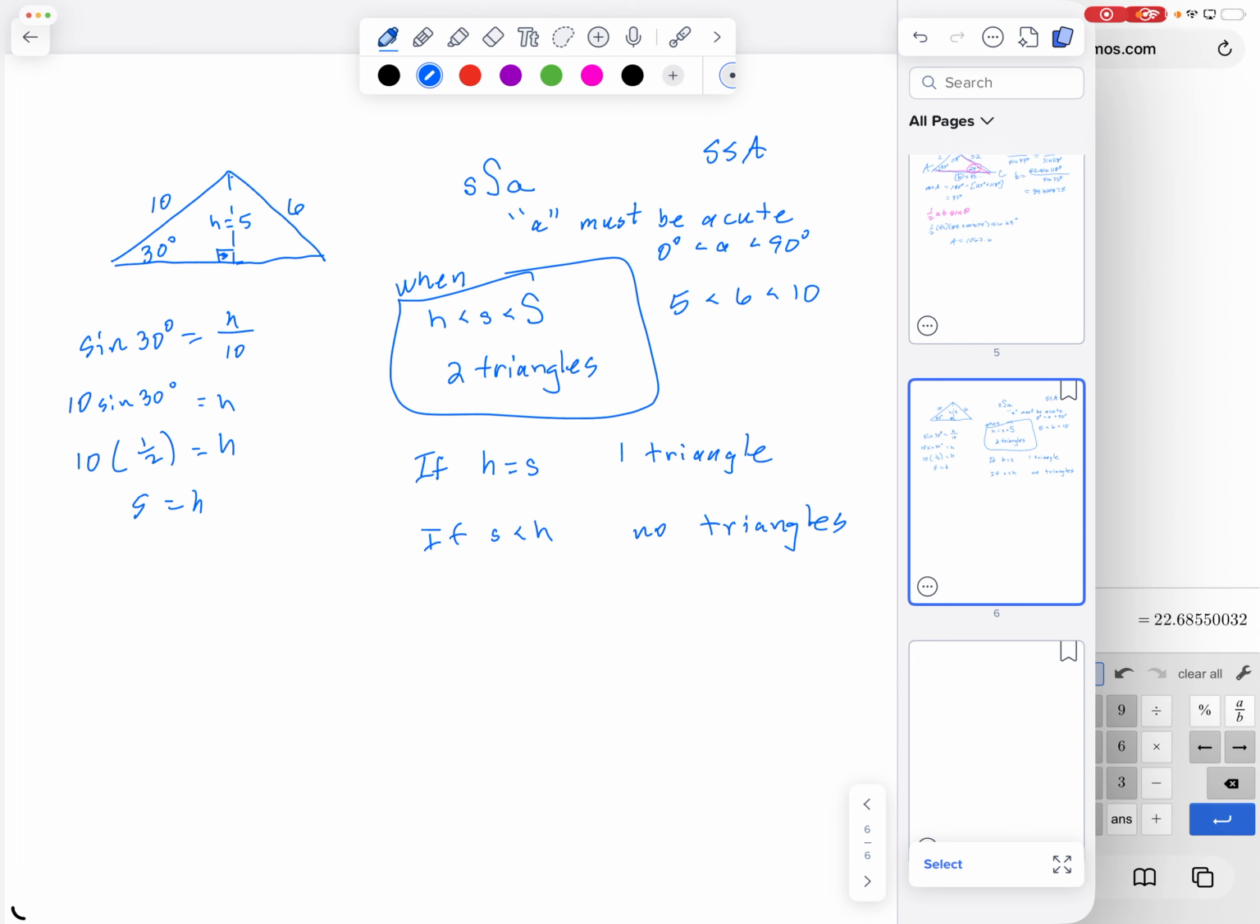In the setup, if a is greater than b, so instead that would be big side, little side, angle. Anytime, even though the angle is acute, if the side opposite is larger than the adjacent side, there will just be 1 triangle. And then this is what I talked about in the beginning: if h happens to be, which is your b sine of A, between a and b, there will be 2 triangles.